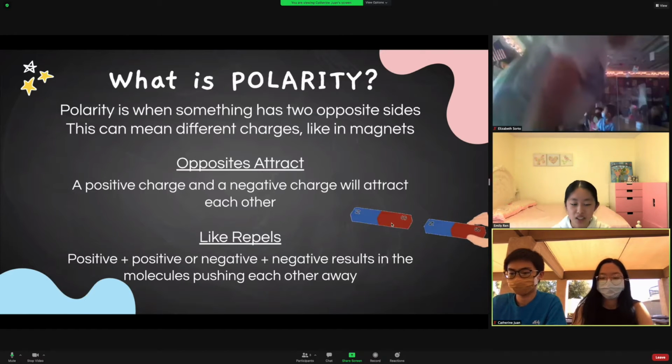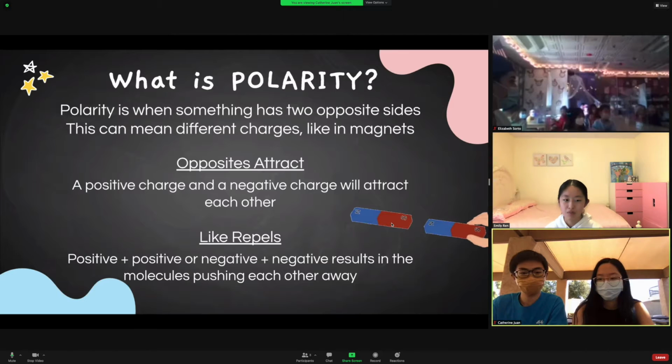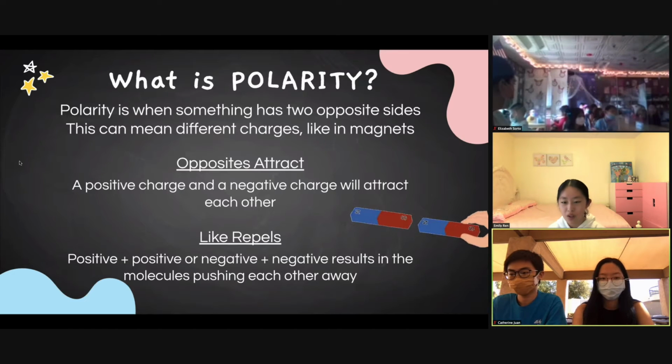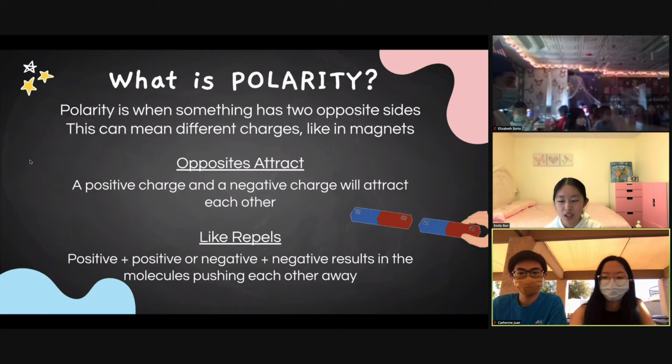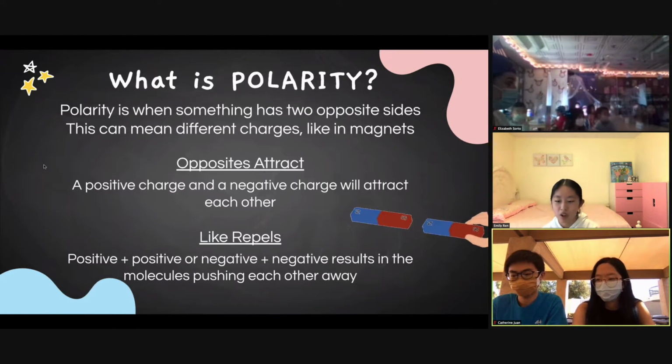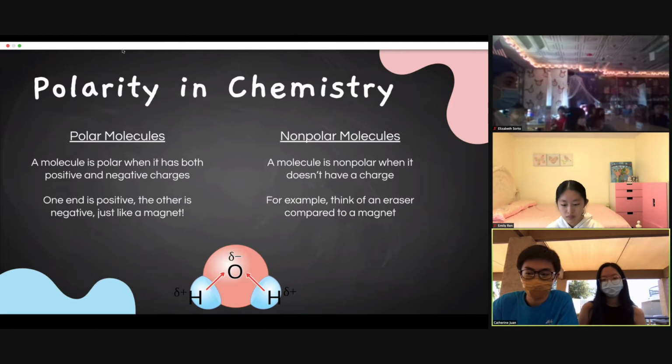And what that means is a positive charge and negative charge will attract each other. As you can see in the picture, the South Pole attracts the North Pole. And another point is like repels. So positive and positive or negative and negative results in the molecules pushing each other away.